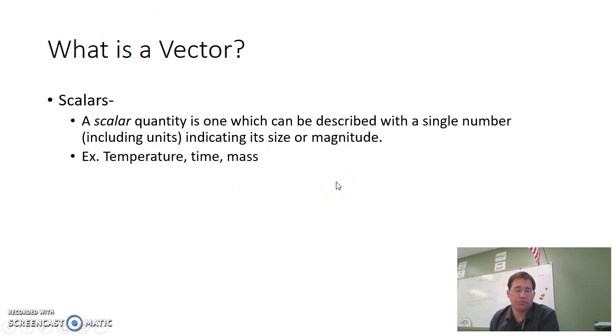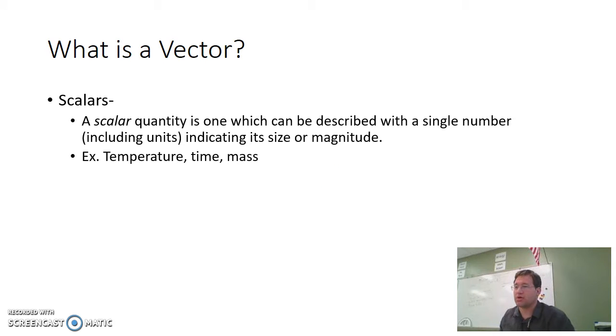So temperature, we measure that in Celsius or Fahrenheit. Time, we measure in seconds. Mass. Each of these has values which are used to just tell how much, or what the strength of it is. So that's a scalar.